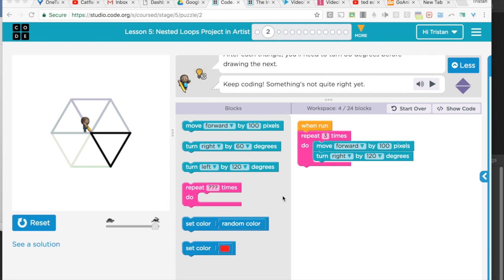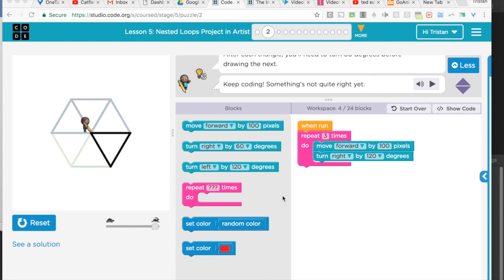On to nested loops and artists. Now the basics of this lesson are exactly the same as the last one. You just have to make nested loops to make things easier. The harder thing is, of course, the angles again, but just make sure you read all the instructions because they're really, really going to help.